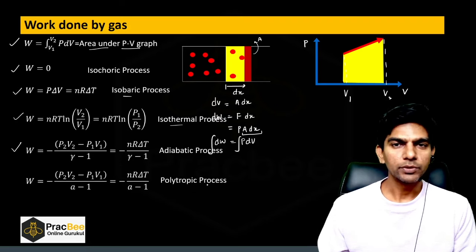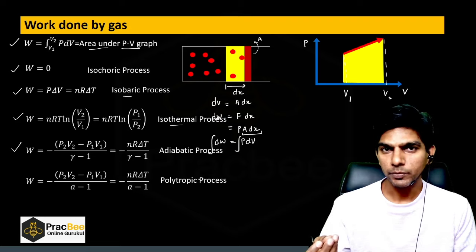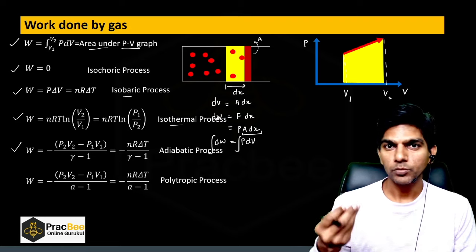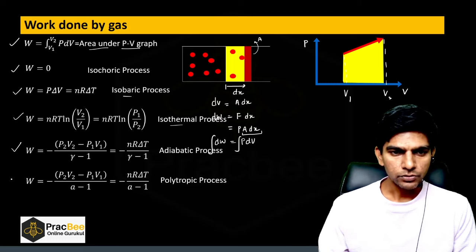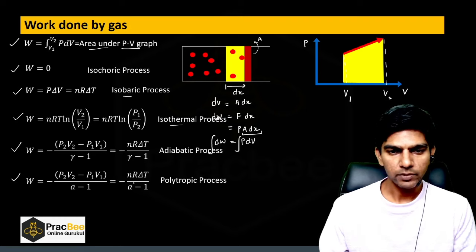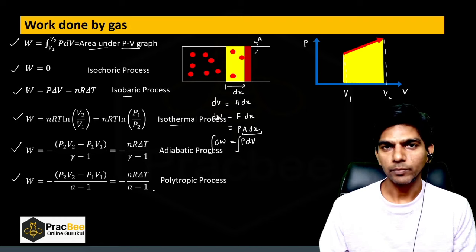Then we have a polytropic process. In a polytropic process, gamma will be replaced with A, which is not the ratio of molar heat capacity at constant pressure and volume. So just replace gamma with A. So it will be minus P2 V2 minus P1 V1 upon A minus 1, which can be written as minus nR delta T upon A minus 1.